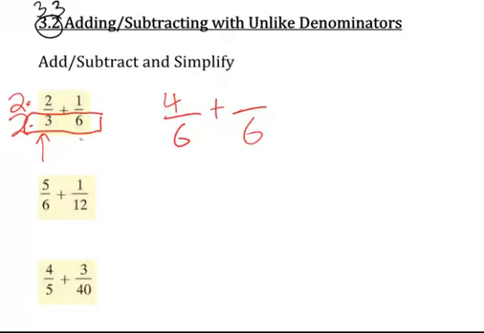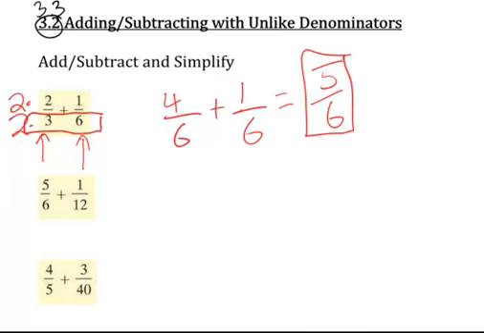Now if I do stare and compare again, I have a 6 here, and I also have a 6 here. I didn't change that, so I'm not going to change this one either. Now, since my numbers on the bottom are the same, I can go ahead and add my numbers on the top. 4 plus 1 should give me 5 all over 6. And that's how I add or subtract fractions with a different denominator.